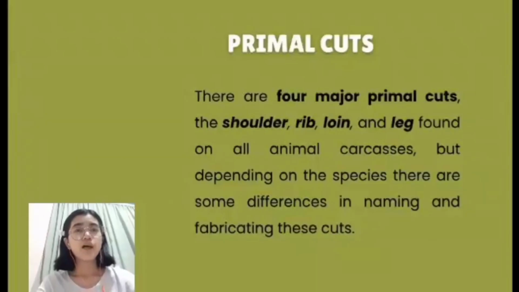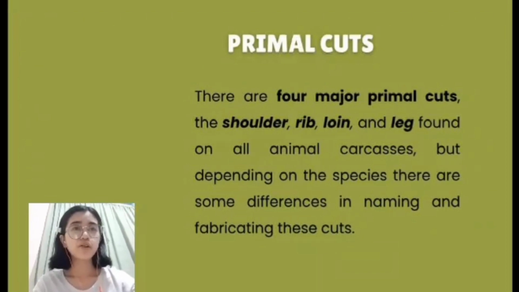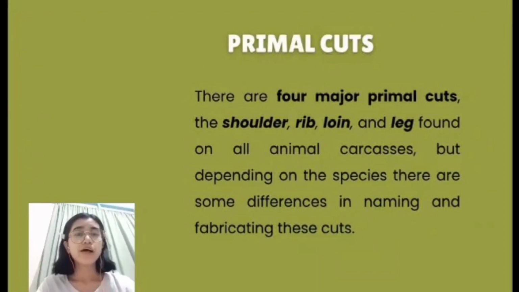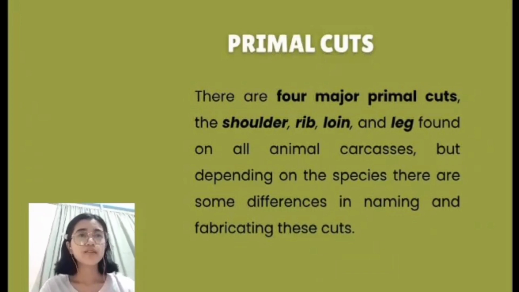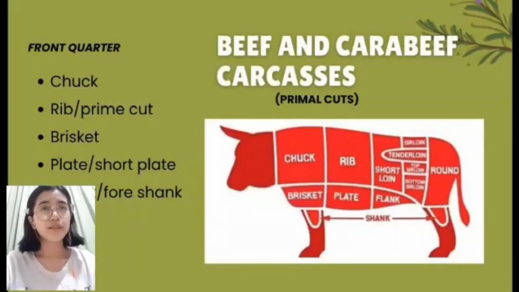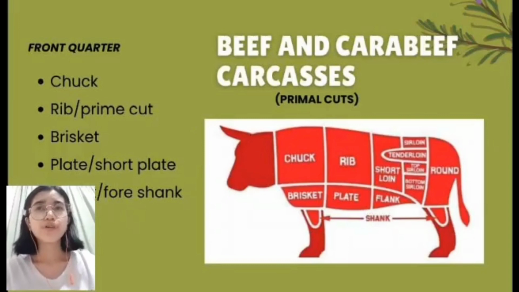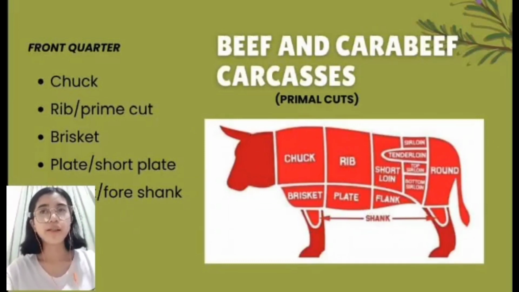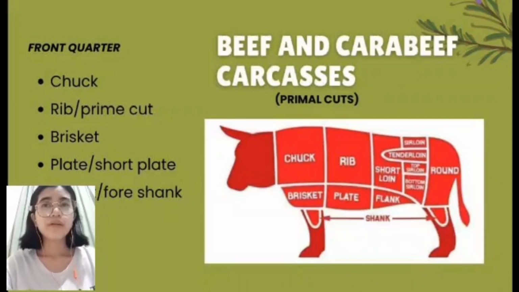Primal cuts. There are 4 primal cuts: the shoulder, rib, loin, and leg, found on all animal carcasses. But depending on the species, there are some differences in naming and fabricating these cuts. Beef and carabeef carcasses. So front quarter, chuck, rib or also known as prime cut, brisket, plate or also known as short plate, shank or foreshank.